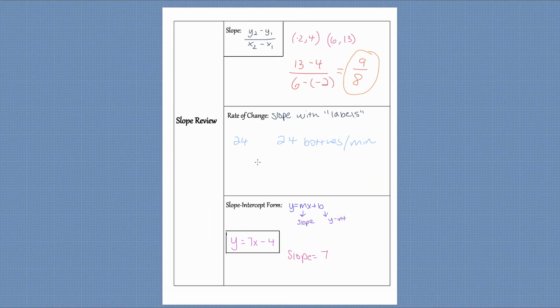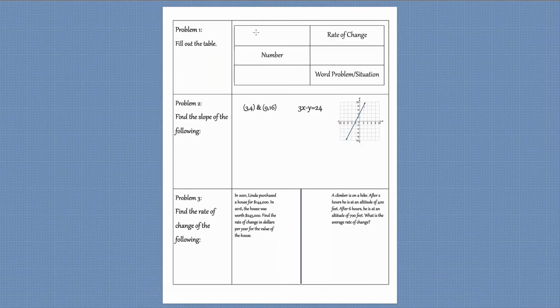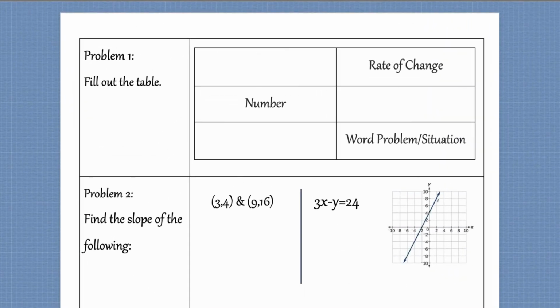So now that we've gotten a brief review of slope and what rate of change is, including slope-intercept form, let's move on to the next page to do some practice problems so we can get a deeper understanding. So let's go to problem number 1, which says to fill out the table. Over here we have rate of change on the right side, which means we'll have slope on the left side. And whereas slope is usually just written as a plain number, rate of change is written as a number plus any labels it might have.